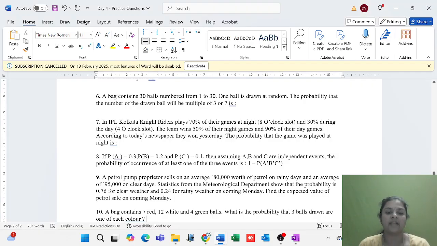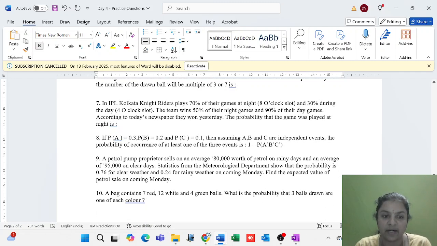Yes, ma'am. And the last question. A bag contains 7 red, 12 white and 4 green balls. Probability that the balls are of each color. We have just done this practice question. Each color, it should be 1 red and 1 white and 1 green. So 7C1 into 12C1 into 4C1 divided by total. 12 plus 7 is 19 plus 4, 23. 23C3.